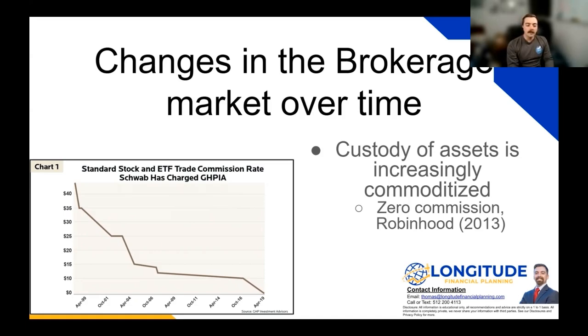Brokerages, especially discount brokers, came under price pressure when Robinhood came around in 2013 and offered zero commission trading. The trend in the industry has been that asset custody is increasingly commoditized, meaning one broker is very much like another. They're providing the same services. Quality is difficult to distinguish, so the only way they can really compete is on price. And so it's been a race to zero for a long time. And then in 2013, Robinhood put the last nail in the coffin by offering zero commission.